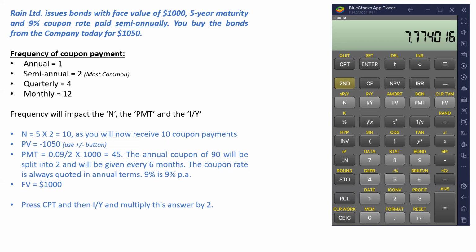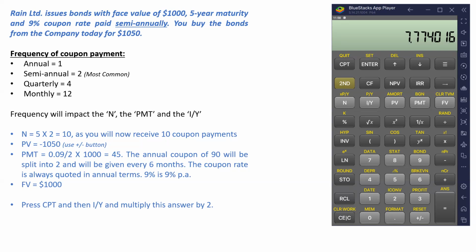So this is a small adjustment that you have to make if the frequency is anything different than 1. So over here the frequency is 2. So your final I/Y, you have to multiply that with 2. Now this 7.77, this YTM is also quoted on a per annum basis. So question coupon rate per annum basis, answer YTM also on a per annum basis. So remember this, you have to multiply the interest or yield with the frequency.